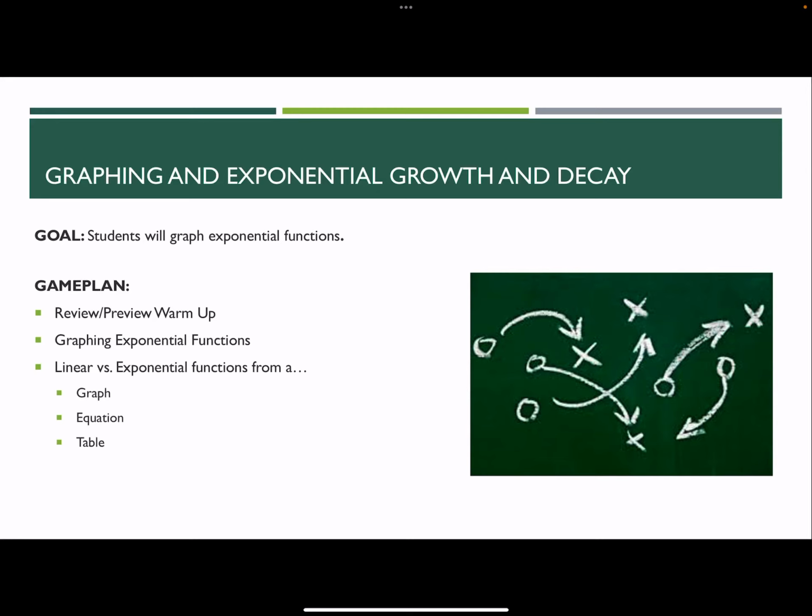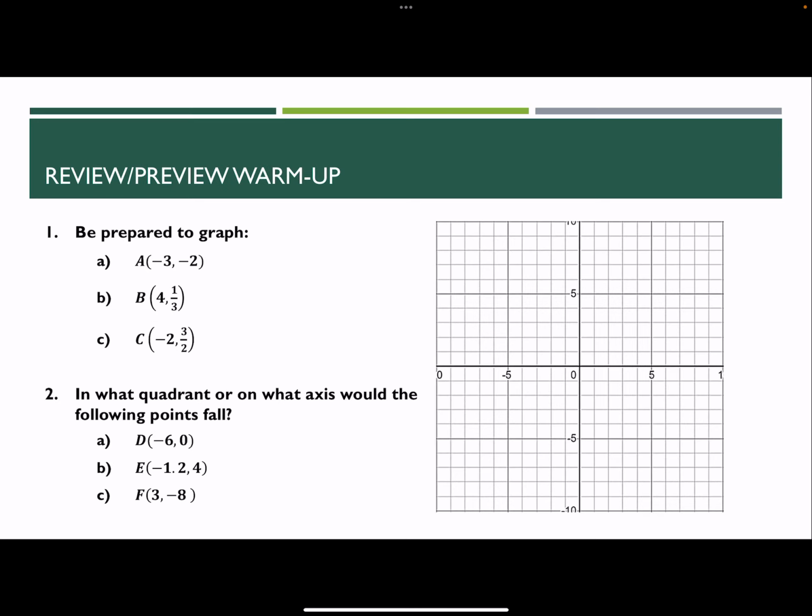But we're actually going to start with a warm-up to preview and review things that we already know to get us ready for this lesson. So let's take a look at some graphing, just plotting points on a coordinate plane.